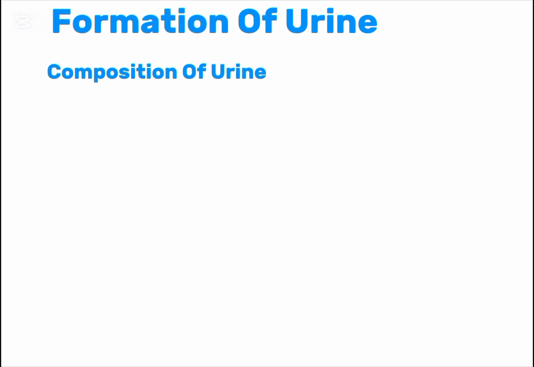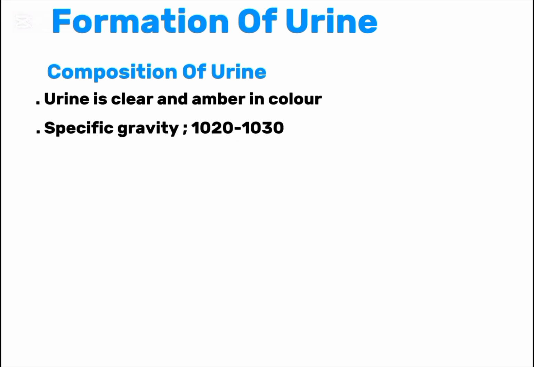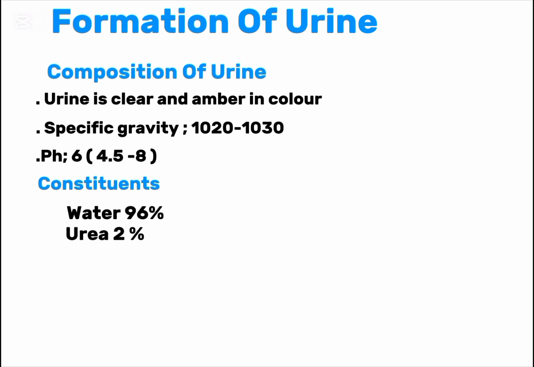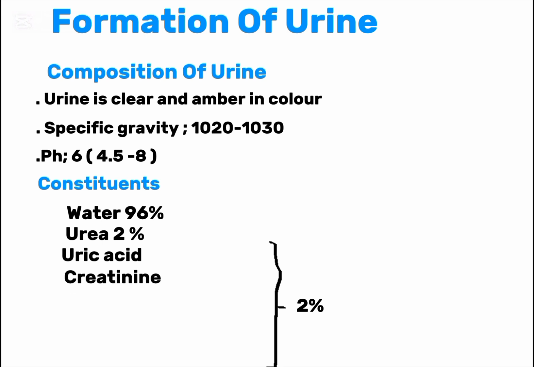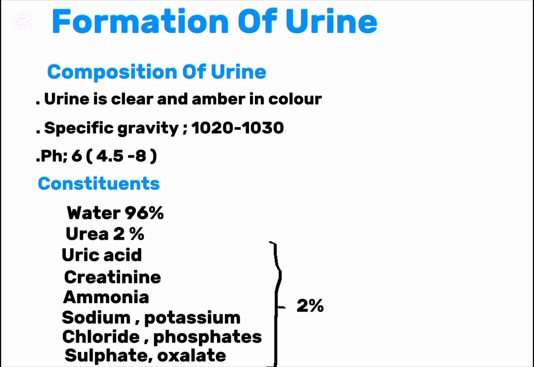Composition of urine. Urine is clear and amber in color due to the presence of the bile pigment urobilin. Its specific gravity is between 1020 and 1030. Its pH is about 6 and the normal range is 4.5 to 8. Its constituents are 96% water, 2% urea, and 2% uric acid, creatinine, ammonia, sodium, potassium, chloride, phosphates, sulfates, and oxalates.